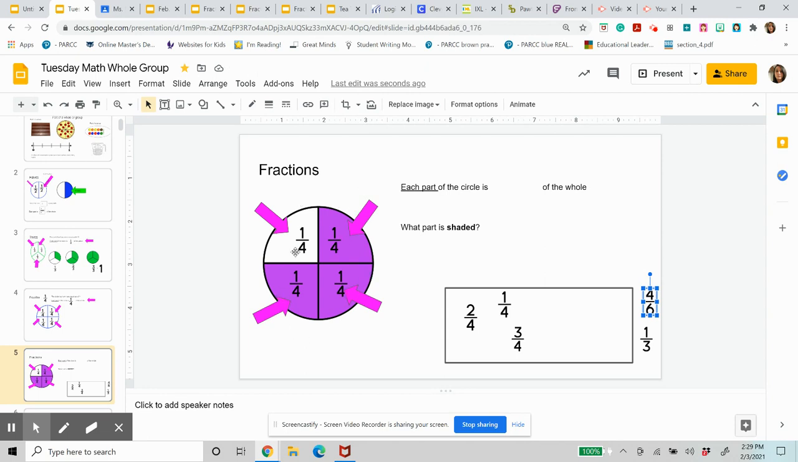So each part, right? Each part, take a minute. Which one do you think it would be? And 1/4, right? Each part is 1/4. 1/4, 1/4, 1/4, 1/4. That would make the whole.